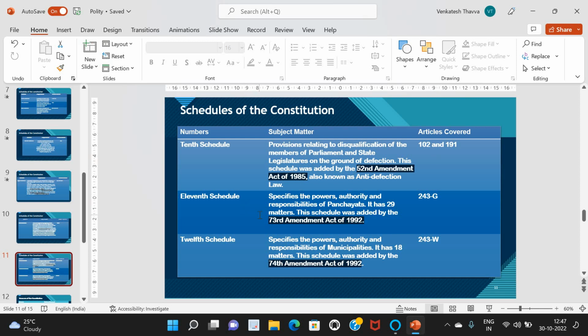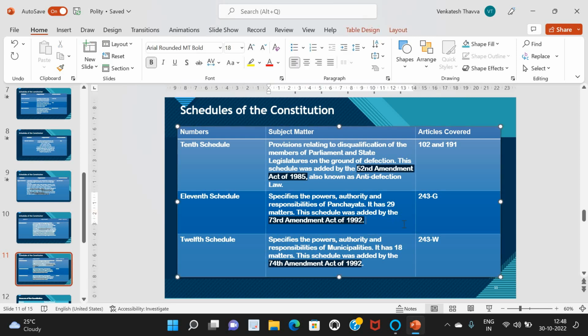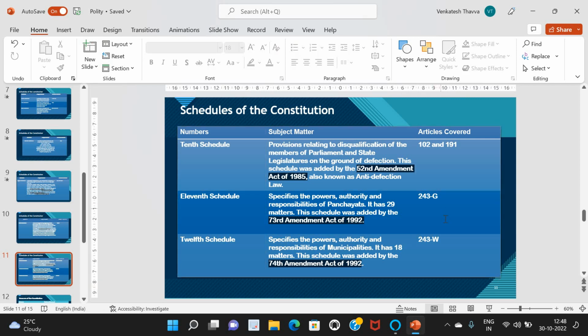Next, coming to 11th schedule. It specifies the powers, authority and responsibilities of panchayats. It has 29 matters. This schedule was added by the 73rd Amendment Act of 1992. Articles covered 243G. Next, coming to 12th schedule. It specifies the powers, authority and responsibilities of municipalities. It has 18 matters. This schedule was added by the 74th Amendment Act of 1992. Articles covered here 243W.